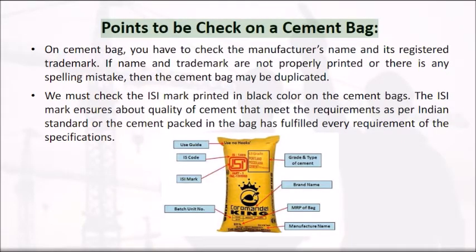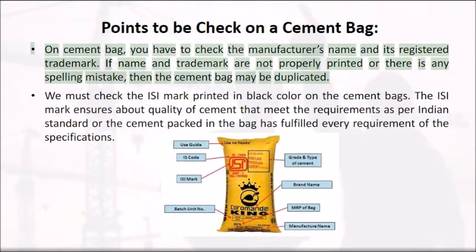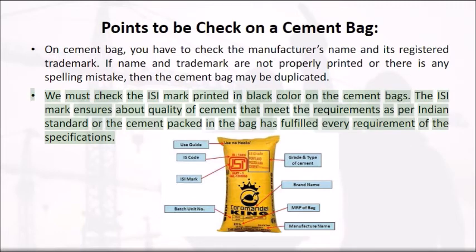Points to be checked on a cement bag. On the cement bag, you have to check the manufacturer's name and its registered trademark. If the name and trademark are not properly printed or there is any spelling mistake, then the cement bag may be duplicated. We must check the ISI mark printed in black color on the cement bags. The ISI mark ensures the quality of cement that meets the requirements as per Indian Standard, or that the cement packed in the bag has fulfilled every requirement of the specifications.